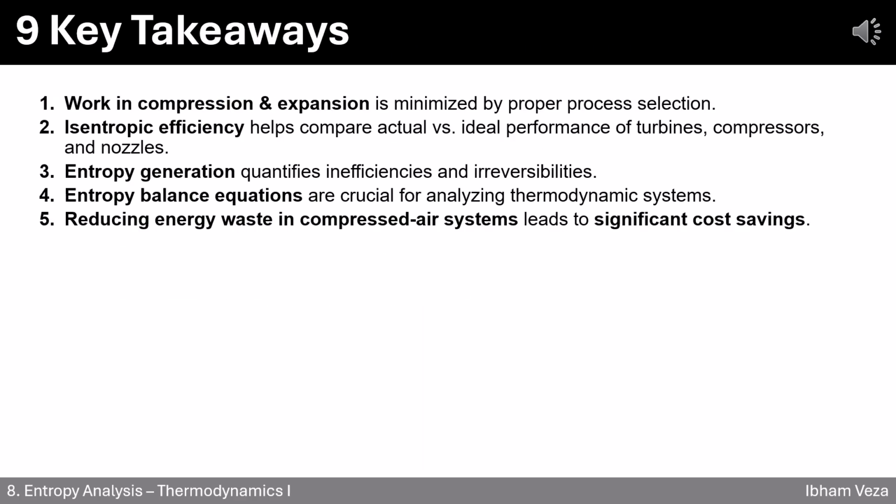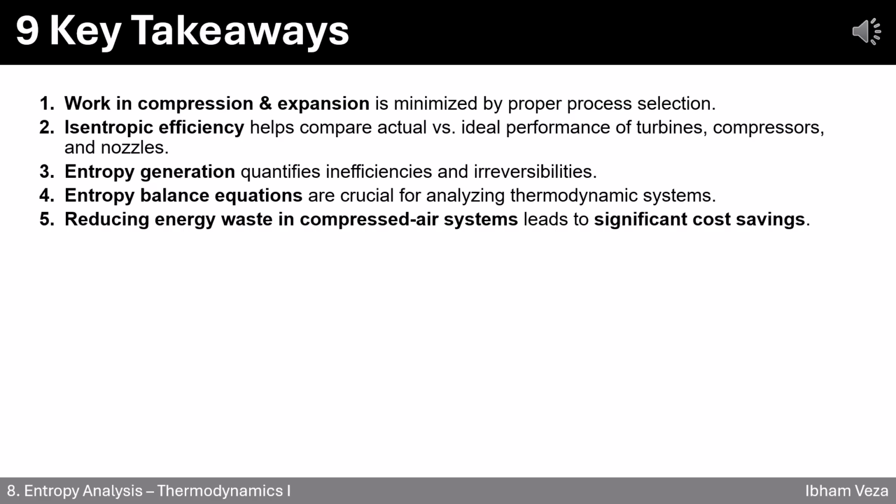9. Key takeaways. Let's wrap up with the 5 biggest takeaways from this chapter, so you know exactly what to remember. First, work in compression and expansion can be minimized simply by selecting the right processes, like using cooling or multi-stage setups. Second, isentropic efficiency is your tool to compare how real machines like turbines, compressors, and nozzles perform compared to the perfect ideal case.